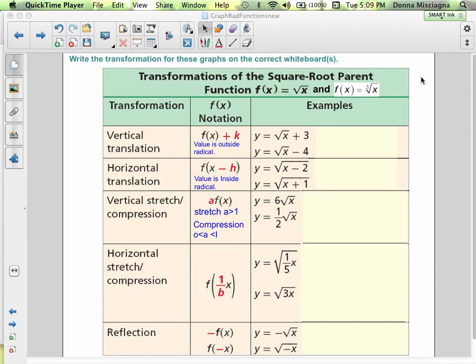I'm going to write them down, and you're going to write them into your notes as well. The vertical translations. If I add a positive number to my radical, it is going to move it up. So this particular one here would be up 3. That would be our movement. Whatever we add, that's how far it's going to move up.